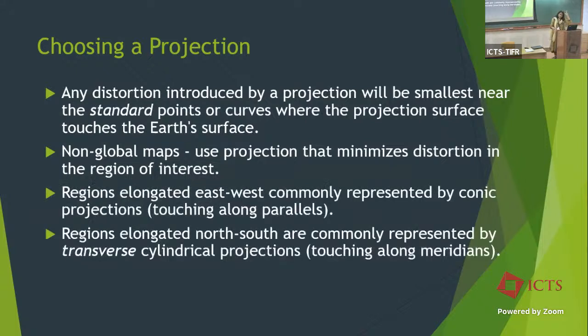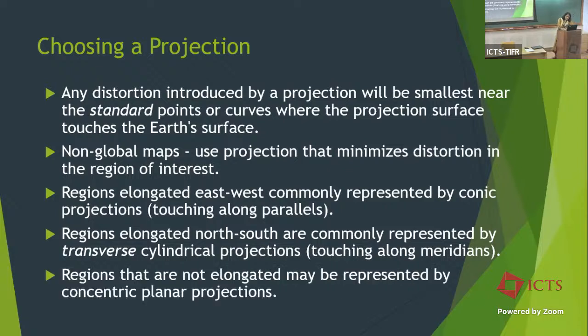Regions elongated north-south, like India, are commonly represented by transverse cylindrical projections touching along the meridians, the lines of longitude. And then you have planar projections, which are, like I said, usually useful for polar regions.